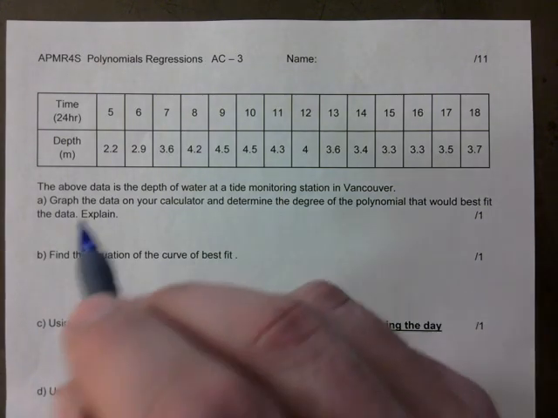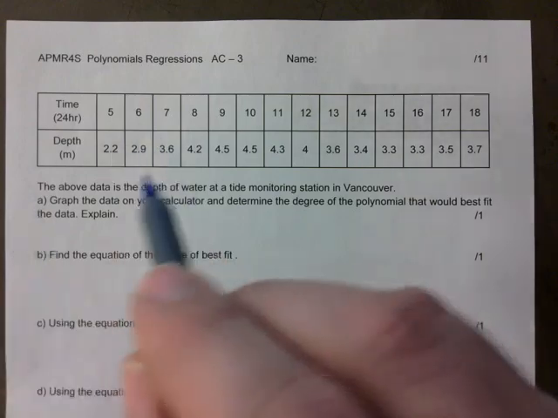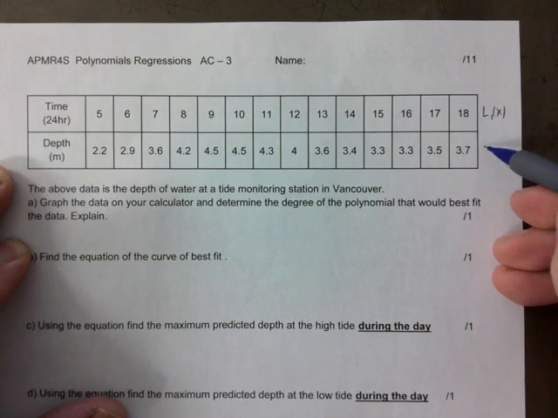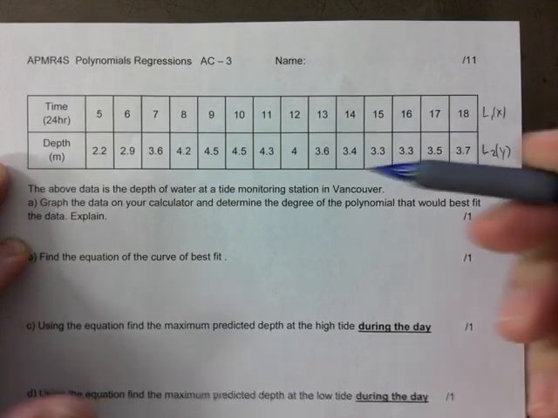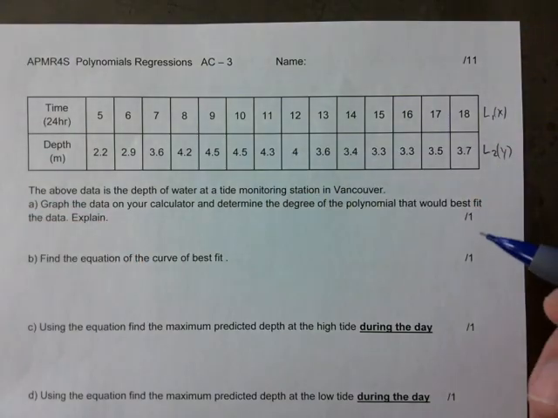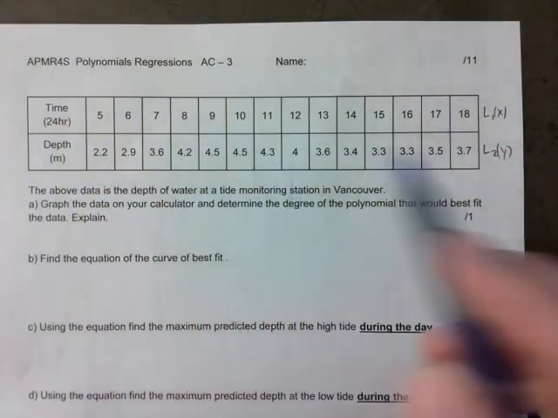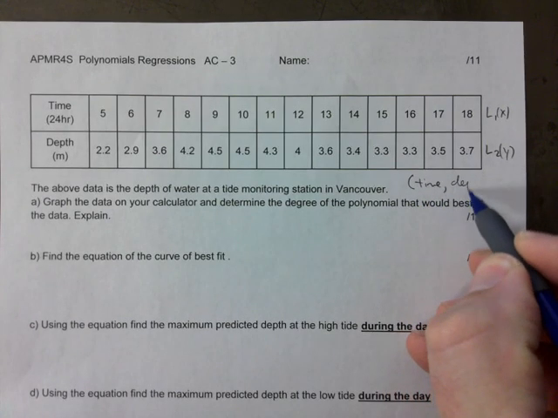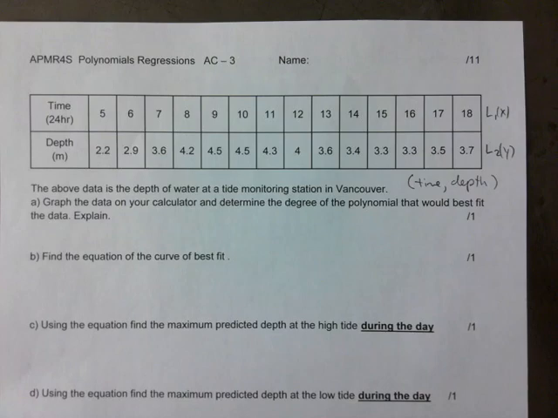We are told that they'll never trick you on this. If the table is horizontal, we know that this will be x and this will be y. If it's vertical, then the left is x, the right is y. So in this particular case, every single point is going to be time and depth.